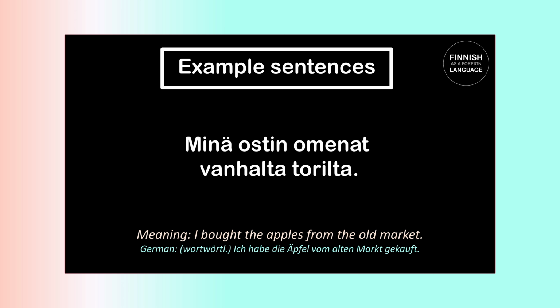Why do we actually have vanhalta here? Vanhalta is the ablative case of vanha, which means old, and since it's referring to the market, which is tori in Finnish, we also have to put it into the ablative case. Let's repeat. Minä ostin omenat vanhalta torilta. I bought the apples from the old market.